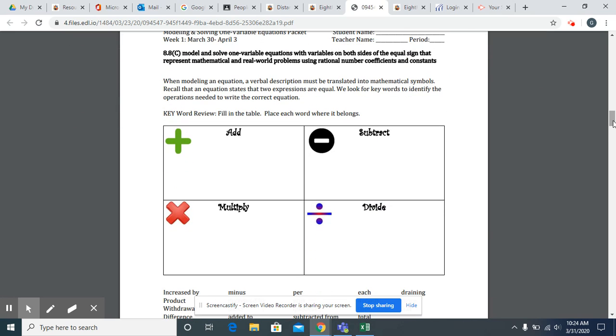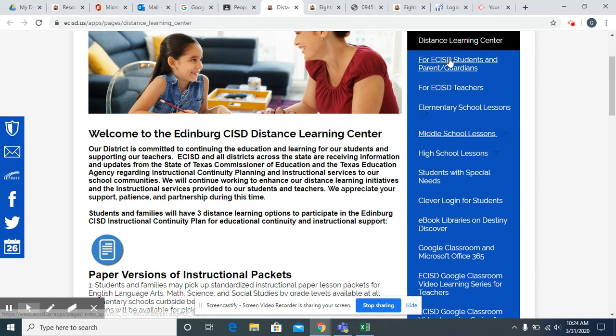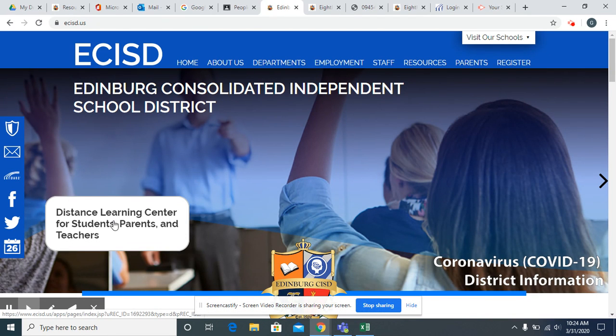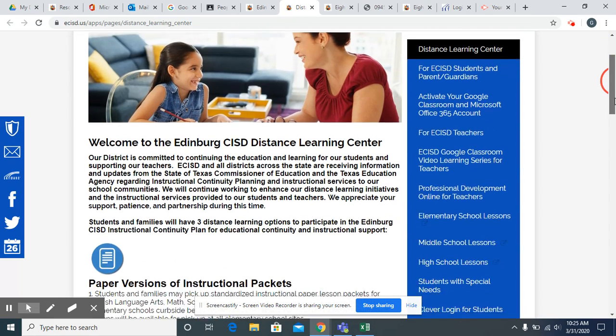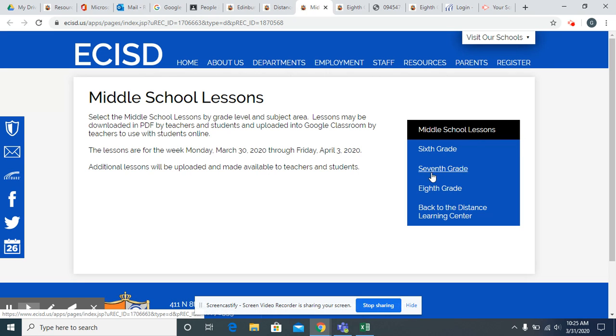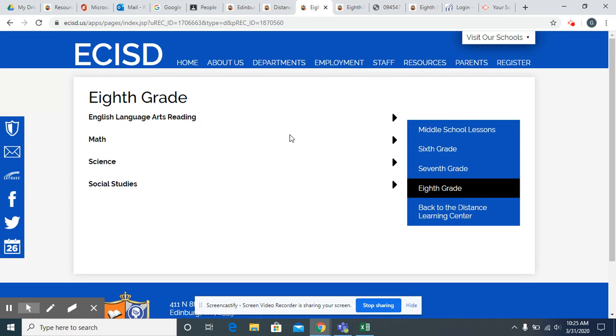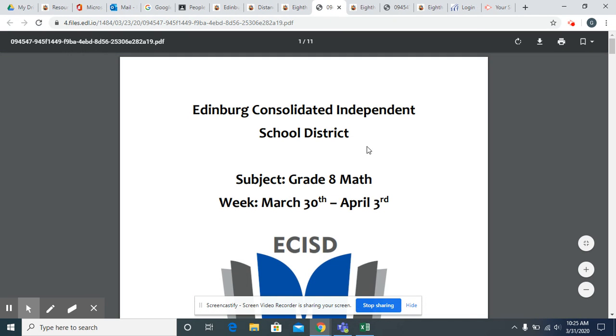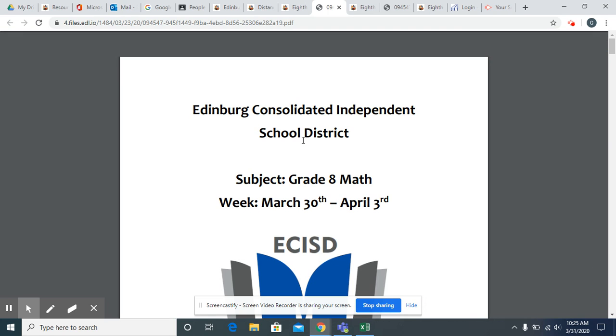Of course, if you have access to the internet, you can download this off of the website. You would just go right here to the ECISD. You can click on the link right here for distant learning. On the side, you'll see where it says middle school lessons, 8th grade, math, and then you will be able to download for the week. When you download this, it will open it up in your web page.